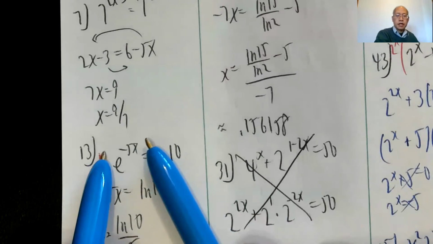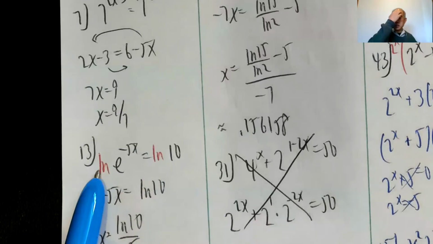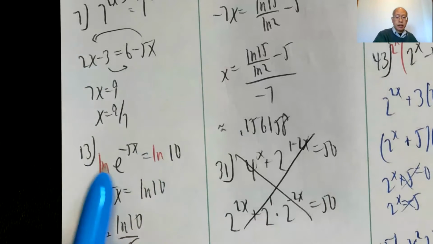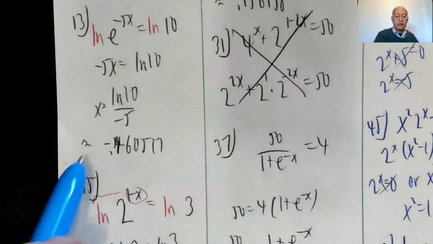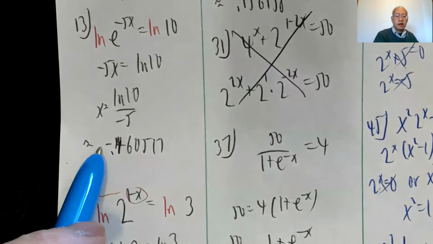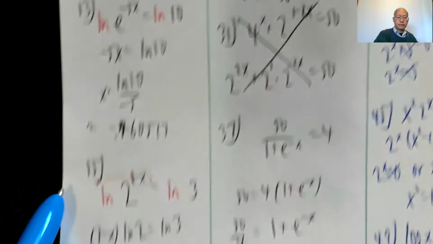13, the original was e to the negative 5x equals 10. To get rid of an e, you take the natural log of both sides, in red, and these will cancel out. So negative 5x equals ln 10, divided by negative 5. x is ln 10 divided by negative 5, punch it in the machine, negative 0.460517.